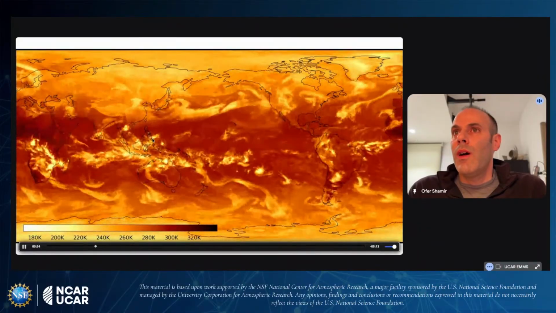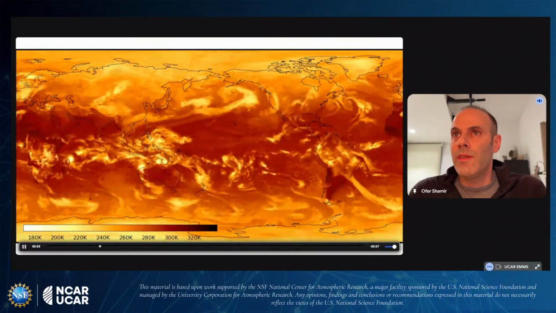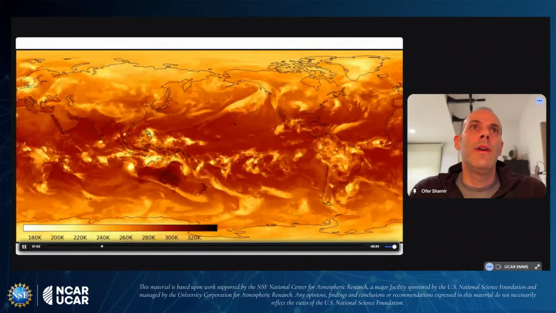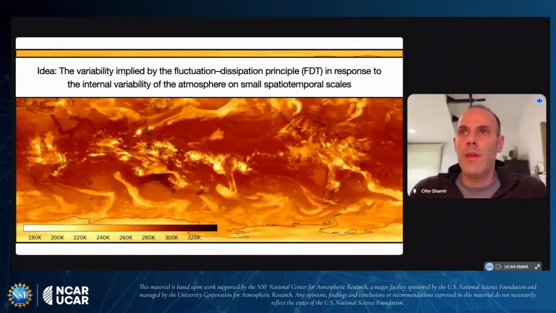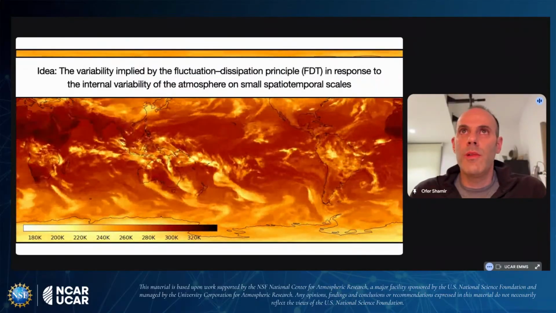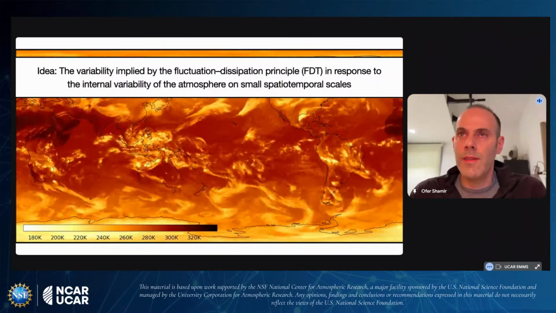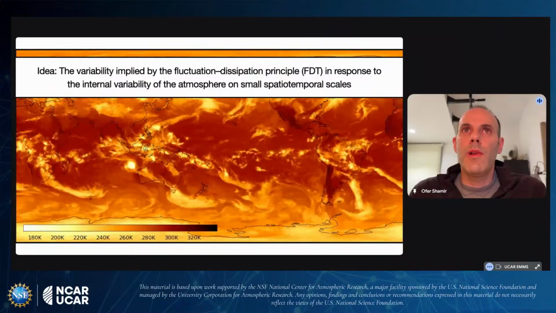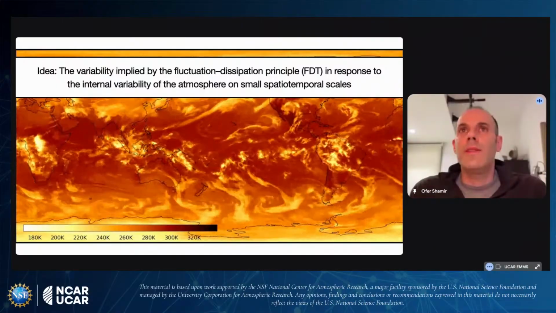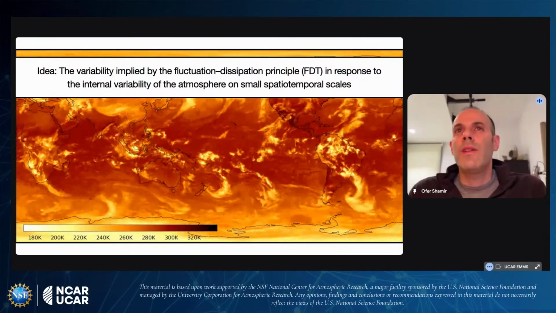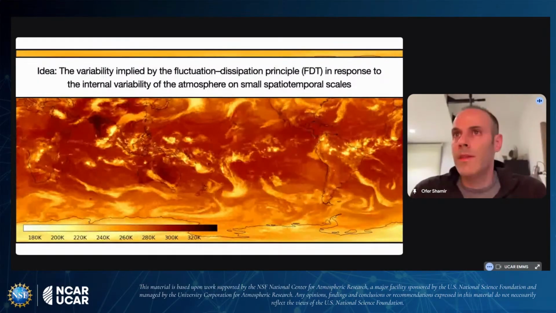But it means that the OLR we observe is also susceptible to the random variability of the atmosphere. So the idea was, let's identify a background with the random variability implied by the fluctuation dissipation principle in response to the internal variability of the atmosphere on small spatiotemporal scales. In simple words, the idea is that the noise in a system is directly related to the system's tendency to reject variations.